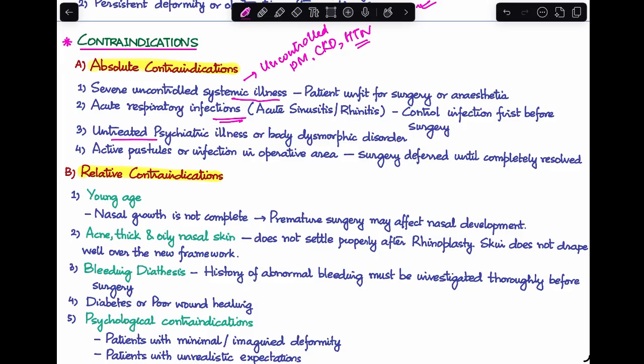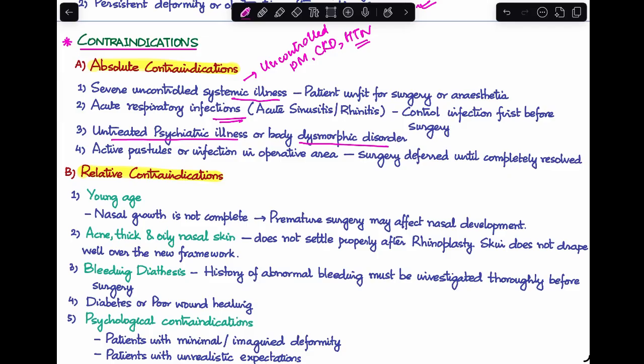Next, if the patient has untreated psychiatric illness or body dysmorphic disorder. So I've spoken about in the preoperative assessment of rhinoplasty that in your initial consultation, it is very important to understand the motive of the patient behind asking for the surgery. What are they expecting from you? Are their expectations realistic or not? Are they asking for too much? Maybe they have a very minor deformity, or maybe they have body dysmorphic disorder.